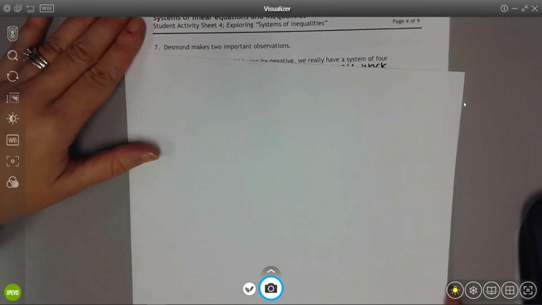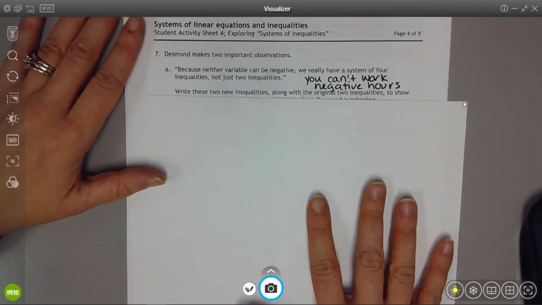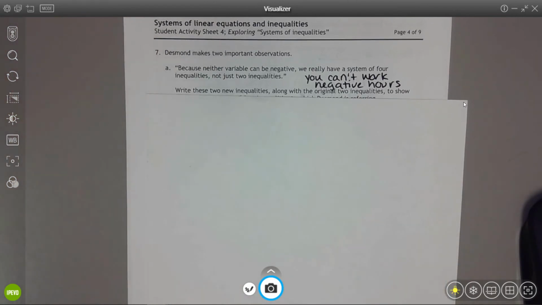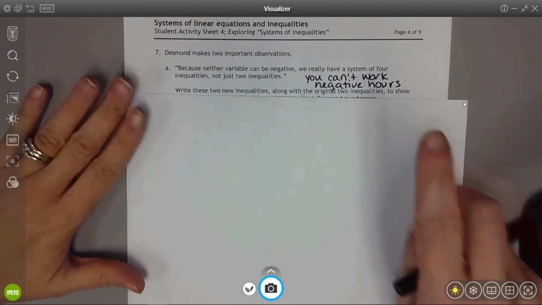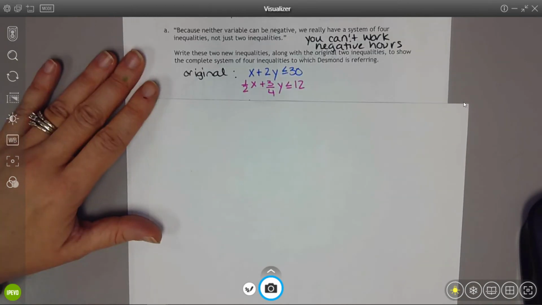Okay, so Desmond made some observations. Neither variable can be negative. Think about that. We can't mow negative lots, guys. We can't mow negative lots. We can't work negative hours. So we have to come up with some additional constraints.